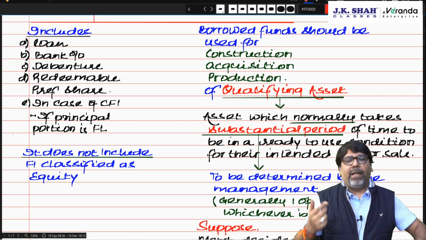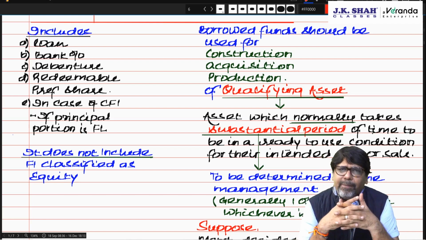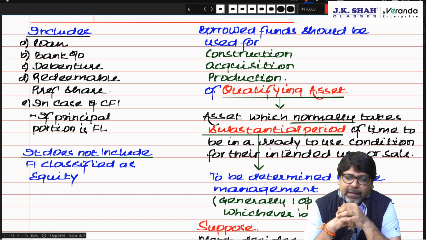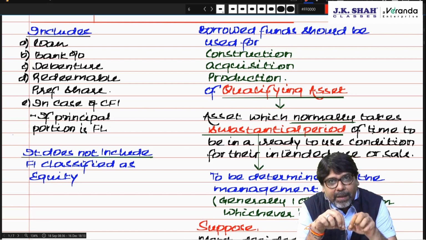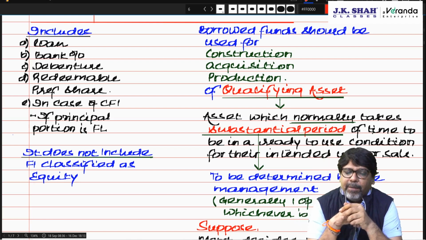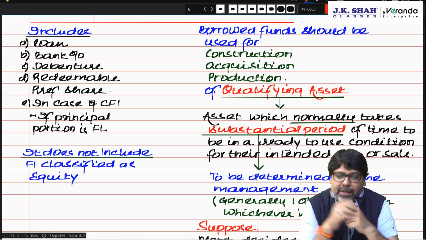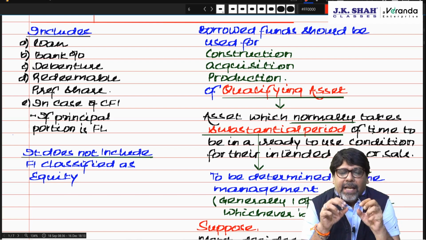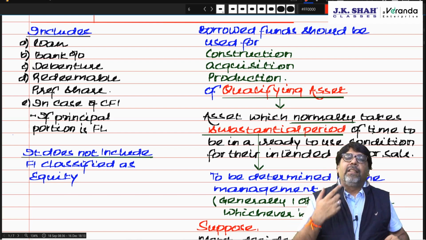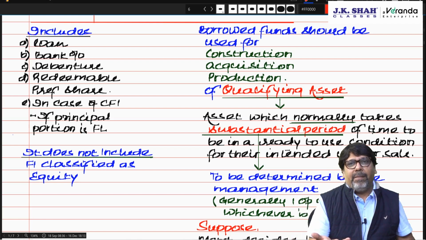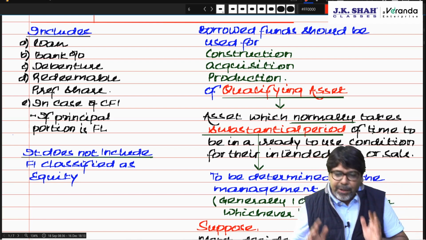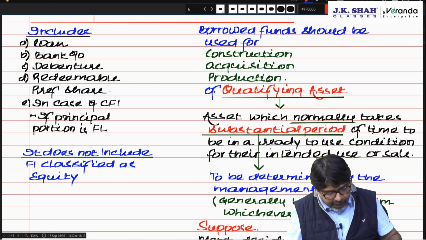So the immediate doubt arises, what are qualifying assets? I am sure you have studied this in your Inter also, that qualifying assets are those assets which normally take a substantial period of time to be in ready to use condition. Am I clear? Qualifying assets means those assets which normally take a substantial period of time to be in ready to use condition for its intended use. Am I clear? Or sale.